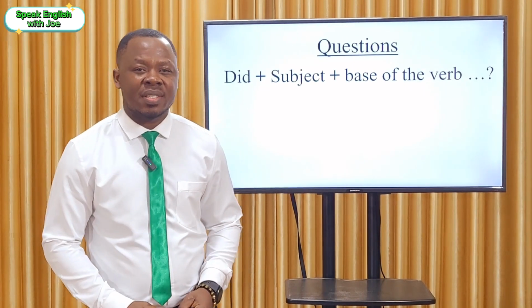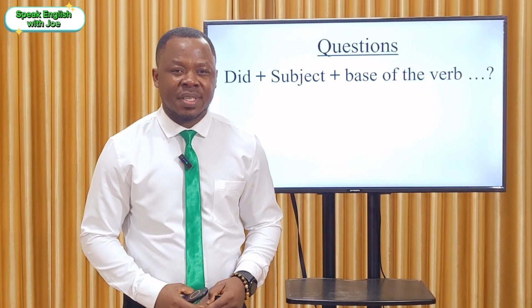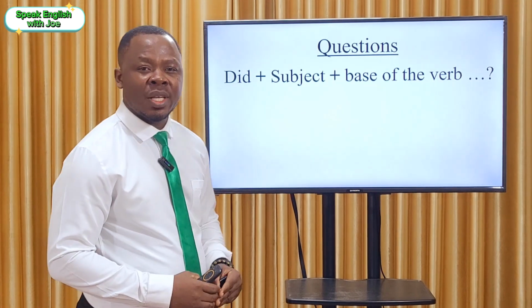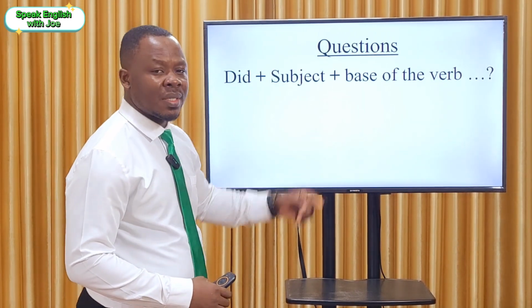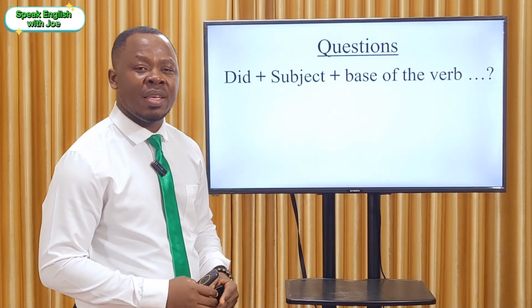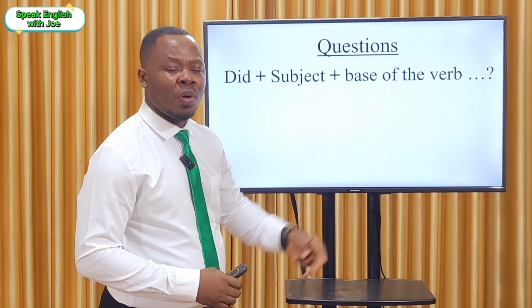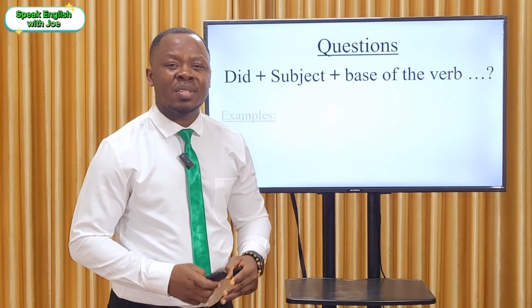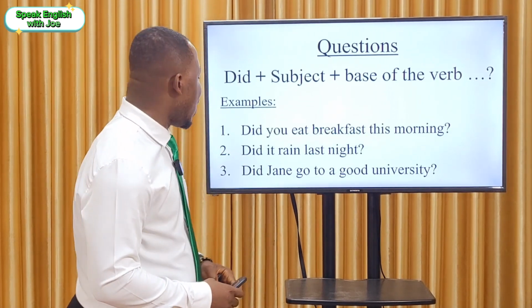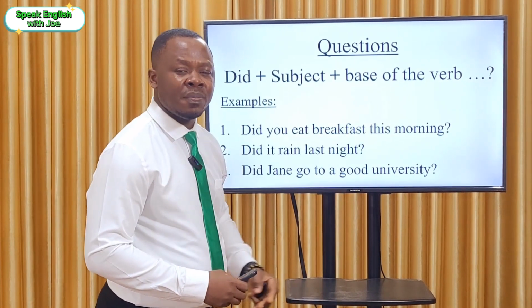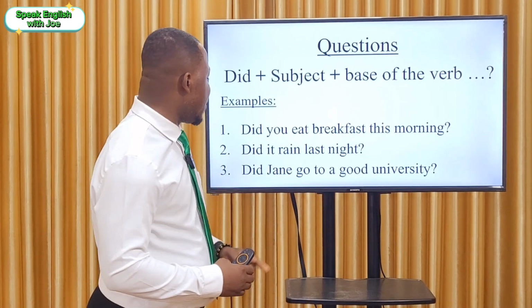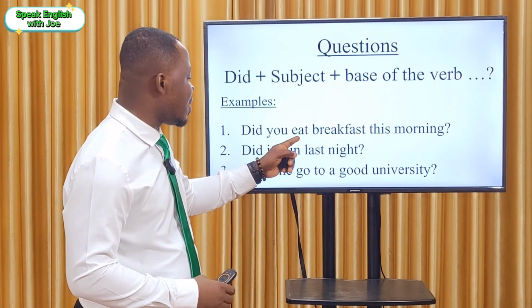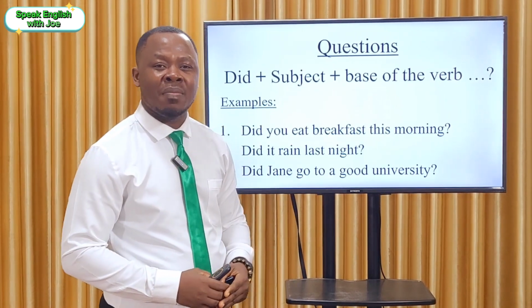And to form questions with regular and irregular verbs in the past simple tense, this is how the structure looks like. We begin with the helping verb did plus the subject, that is I, you, we, they, he, she, and it, plus the base form of the verb, plus the rest of the sentence, then the question mark. So let's look at some examples. Number one, did you eat breakfast this morning? So we begin with the helping verb did, plus the subject you, plus the base form of the verb eat, plus the rest of the sentence, then the question mark.